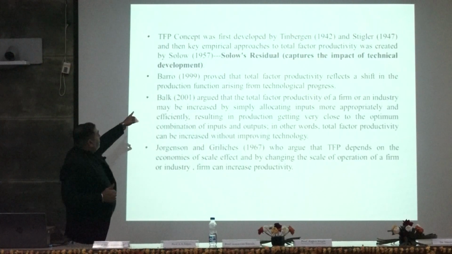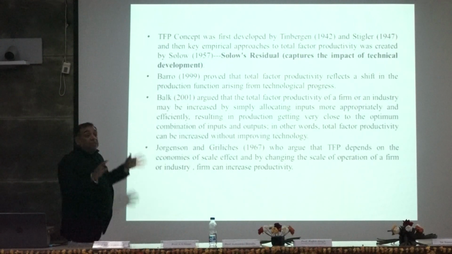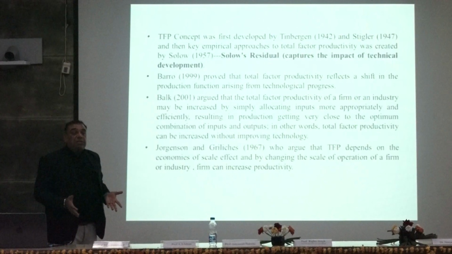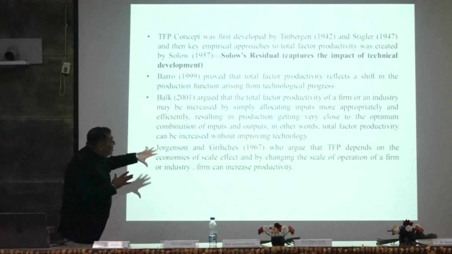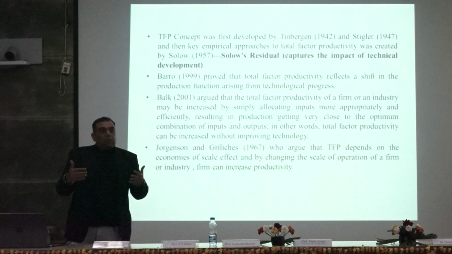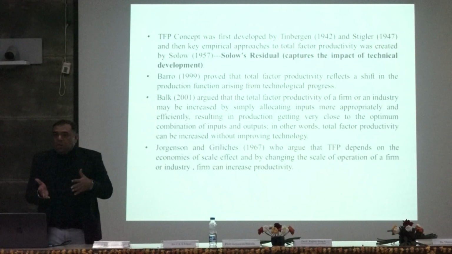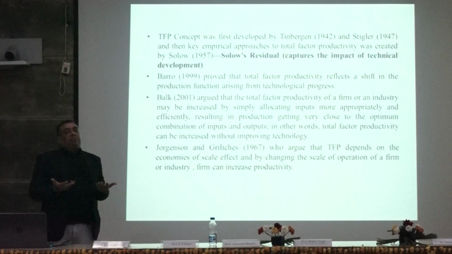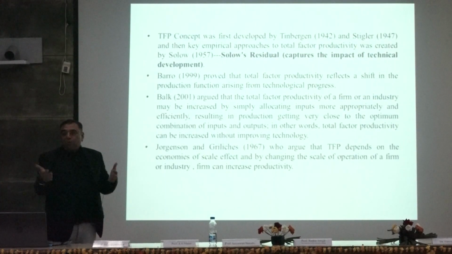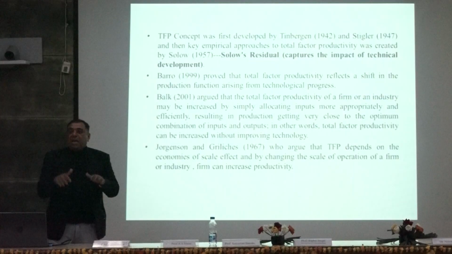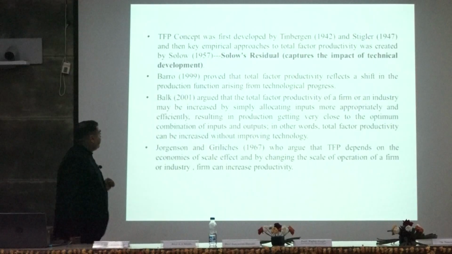So Professor Barro focused on the technological aspects, but there are some contradictory views in research also. Professor Bach in 2001 said that total factor productivity can be increased without improving technology. So in research you will find some favorable and some contradictory views. Suppose I want to do research in India, I have to take some indicators. In the next slide you will find some data, and I am going to prove that these factors are important to increase our total factor productivity.